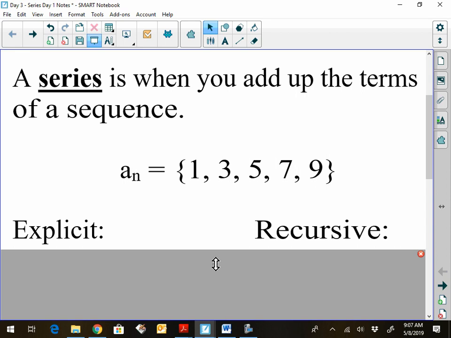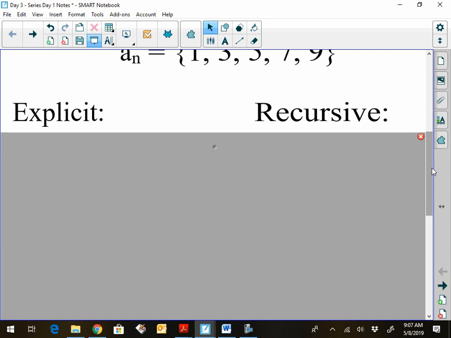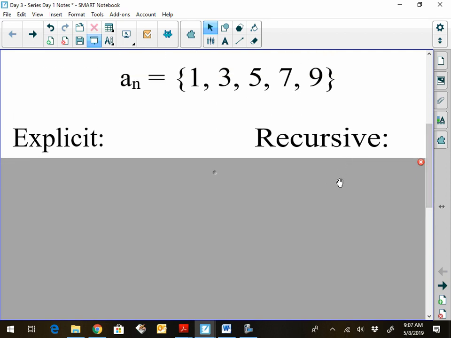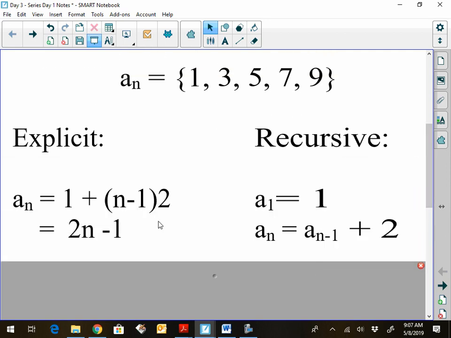Alright, so you just wrote these in both forms, and you should have gotten the following. For explicit, a sub n equals a sub 1, which is 1, plus n minus 1 times our difference, which here is 2. So we see that it's an arithmetic sequence because we're adding 2 every time. Recursive: a sub 1 equals 1, and then a sub n equals the term before it plus 2.